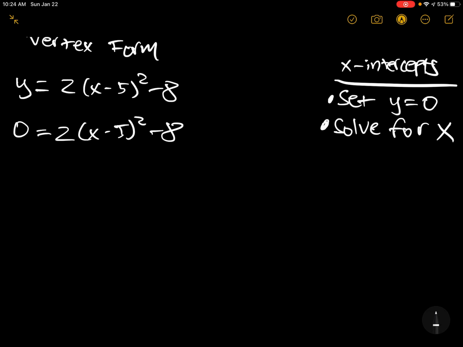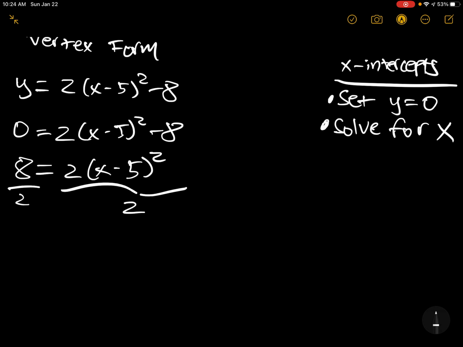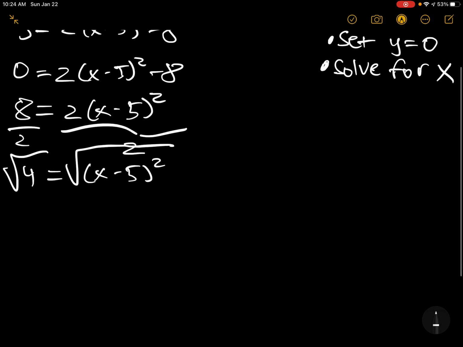First thing we need to do is add 8 to both sides. So we're going to get 8 is equal to 2 times (x minus 5) squared. Then after this, we need to divide both sides by 2. And we're going to get 4 is equal to (x minus 5) squared. Now, to undo the square, we need to take the square root of both sides. On the right side, we get just what's left on the inside, so x minus 5. Now, when we take the square root of a number, we get two answers here. So we get plus or minus 2.